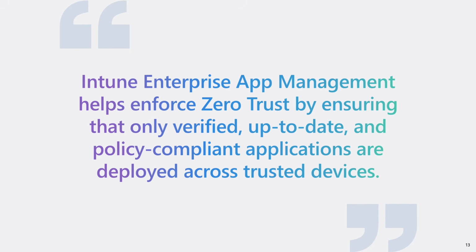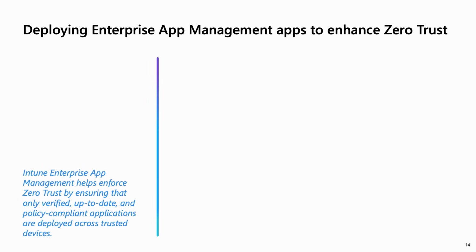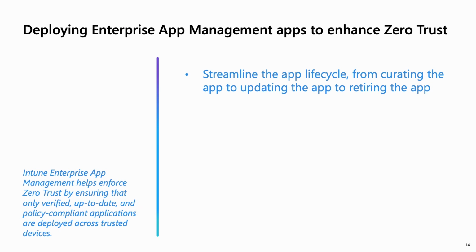Enterprise app management in Intune helps enforce zero trust by ensuring only verified, up-to-date, and policy-compliant applications are deployed across your trusted devices. Enterprise App Management is available as an add-on in the Microsoft Intune suite or even as a standalone add-on. EAM enhances your endpoint security posture, simplifies the entire application lifecycle, and ensures policy-compliant access to corporate apps and resources.